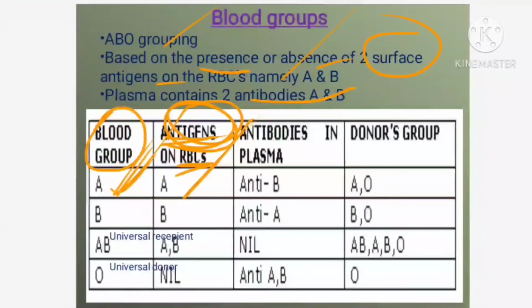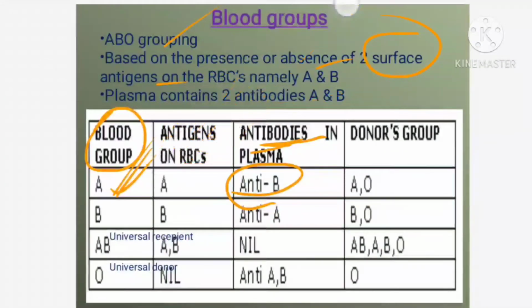A. If A antigen is present on the RBC of the person, then the antibody which is present in the plasma is anti-B. Anti-B means what? It is another protein which is anti-B in nature. I will tell you what is anti-B afterwards. Now, where are these antibodies present? They are present in the plasma. Where is this antigen present? It is present in the RBC, okay.